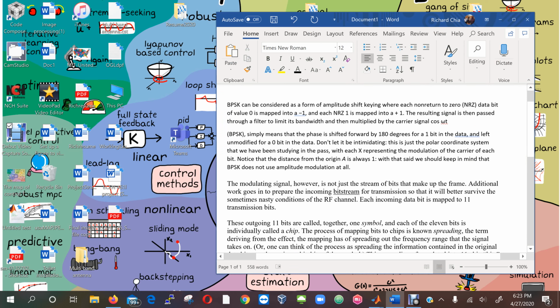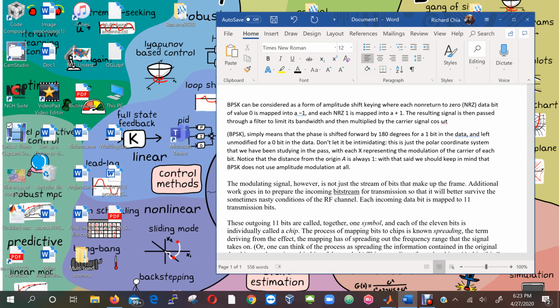BPSK can be considered as a form of amplitude shift keying, where each non-return-to-zero data bit of value 0 is mapped into a -1, and each 1 is mapped into a +1. The resulting signal is then passed through a filter to limit its bandwidth and then multiplied by the carrier signal cos omega t. BPSK simply means that the phase is shifted forward by 180 degrees for a 1 bit in the data and left unmodified for a 0 bit in the data.